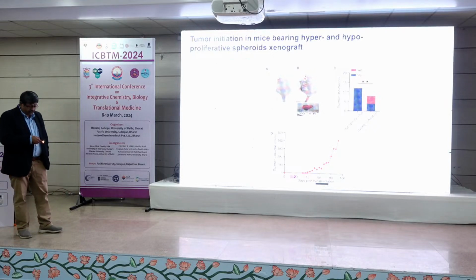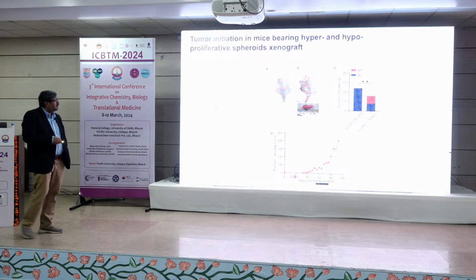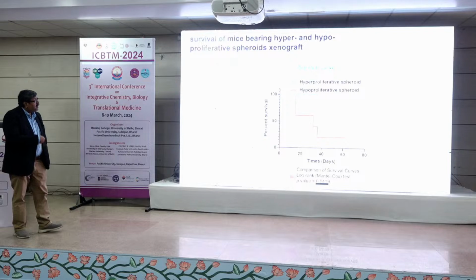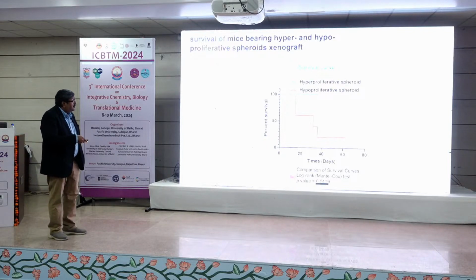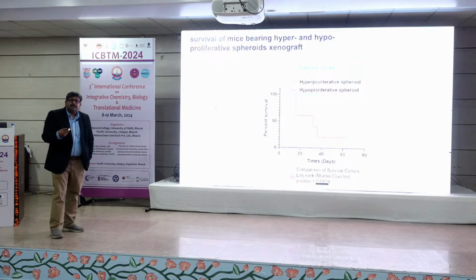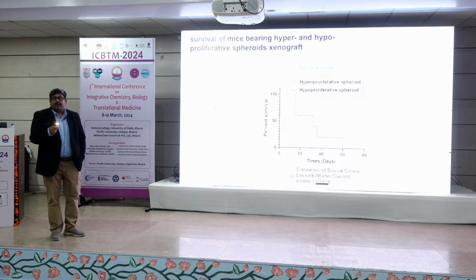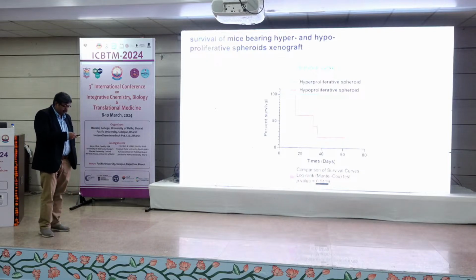This is some data from a xenograft model, and you can see here that when we inoculated the hypoproliferative spheroids in nude mice, they were not able to initiate any cancer, whereas 50% of those with the hyperproliferative did initiate the cancer. The most interesting part we saw is the survival curve. You can see here that the mice which were transplanted with hyperproliferative spheroids did not survive that much. It seems like there is something in these spheroids, and we know that they are also hypermigratory in nature. So it could be possible that it is metastasizing to other parts, and these mice are dying.